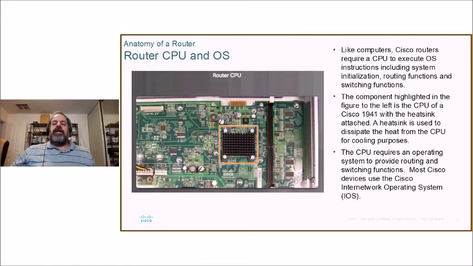Okay, so like computers, Cisco routers require a CPU to execute operating system commands, including system initialization, routing functions, and switching functions. The component highlighted in the figure is a CPU from a Cisco 1941, which is what we've got in our rack. It's got a heat sink on top, of course, so it can dissipate heat and pass it on to the air, and so it keeps it cool. The CPU requires an operating system to provide routing and switching functions. Most Cisco devices use the Cisco Internetwork Operating System, IOS, and no, Apple did not invent that term.